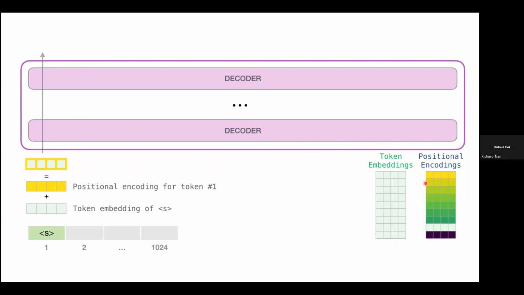Next, it adds the positional embeddings for that token to the token embedding. This combination results in the final positional token embedding, as we just learned. So we have the token embedding of S, we have the positional encoding for token 1, and then we get the positional token embedding. This final positional token embedding is then used as the input for the first layer decoder.